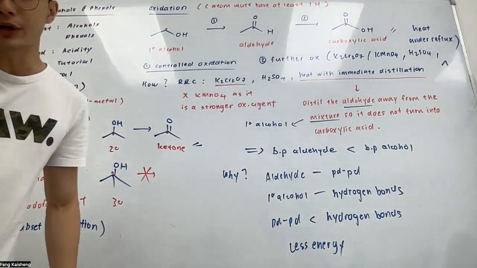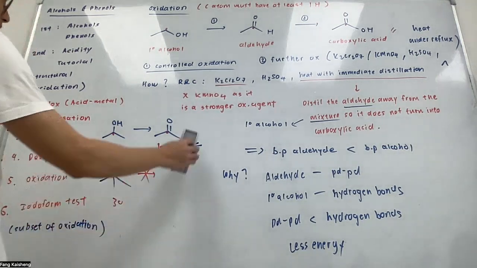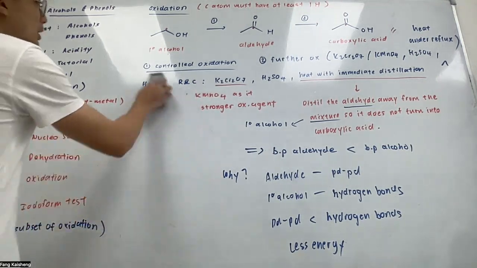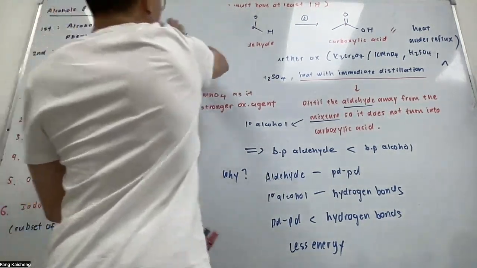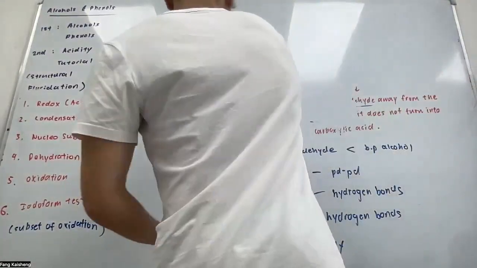If there are no questions, we can turn over to page 22. As mentioned, guys, we are over here at this last reaction. The iodoform test is a subset of oxidation. That's why it's under the same section. Let's take a look at our iodoform test. I just need to mention one thing.